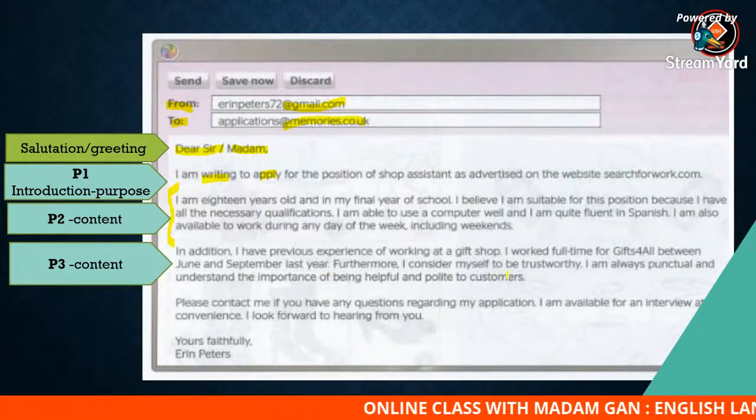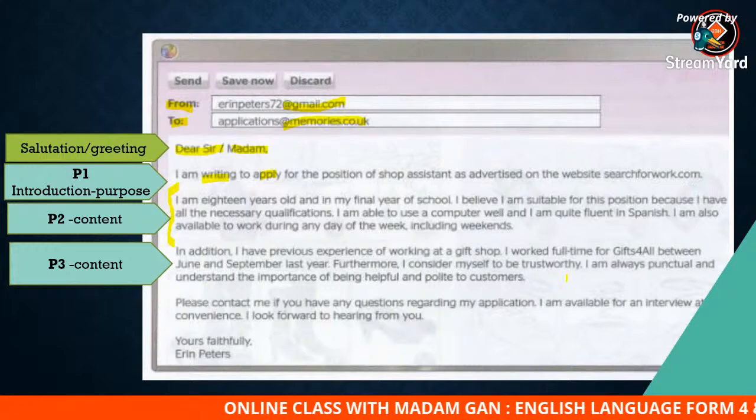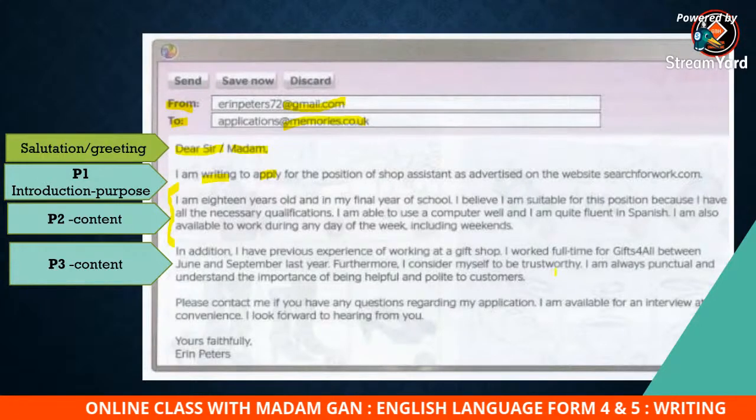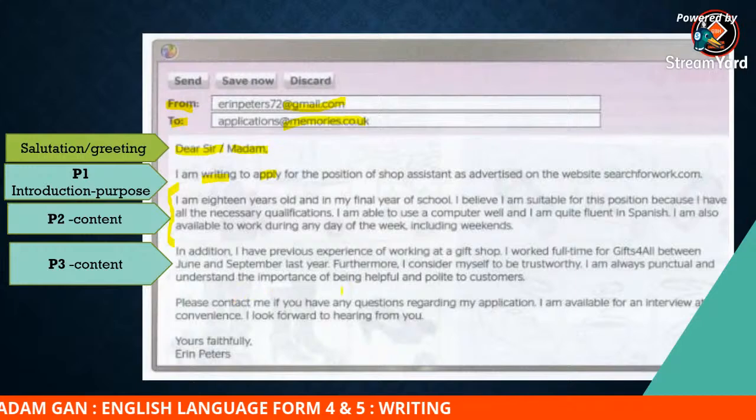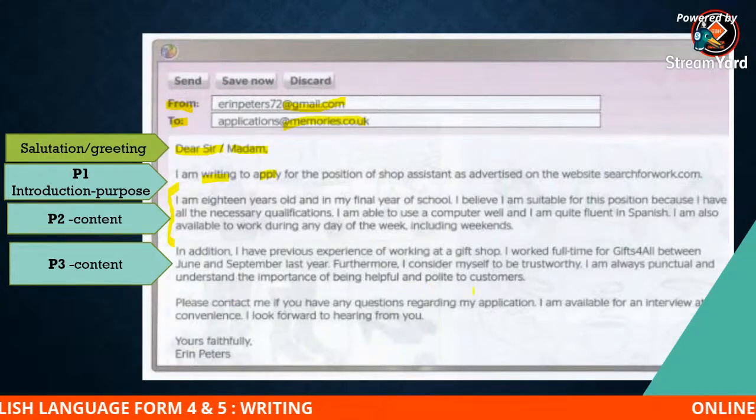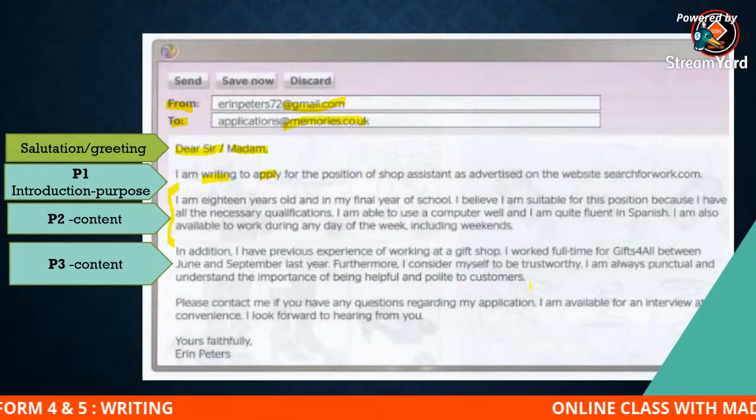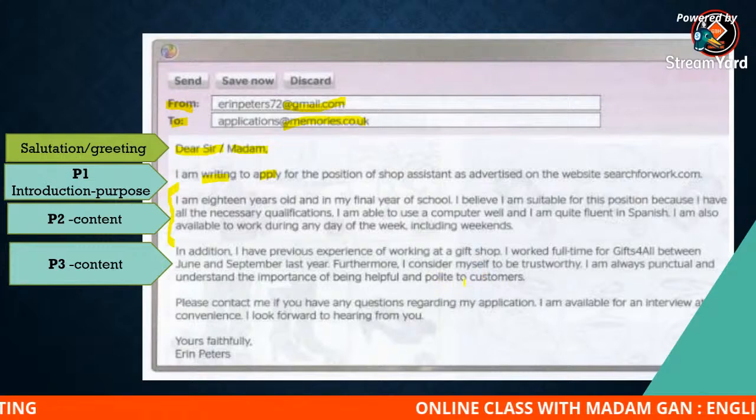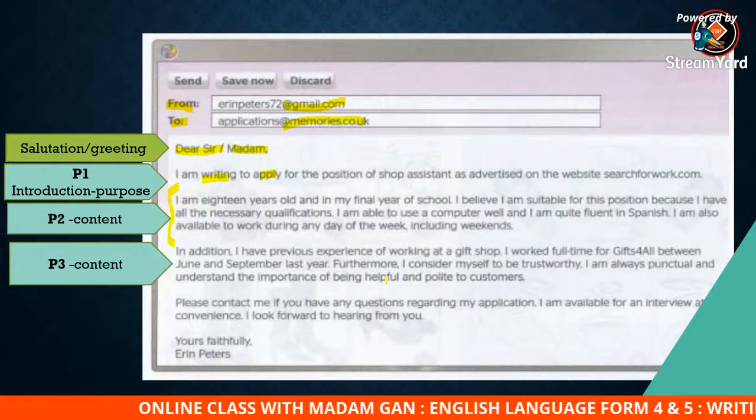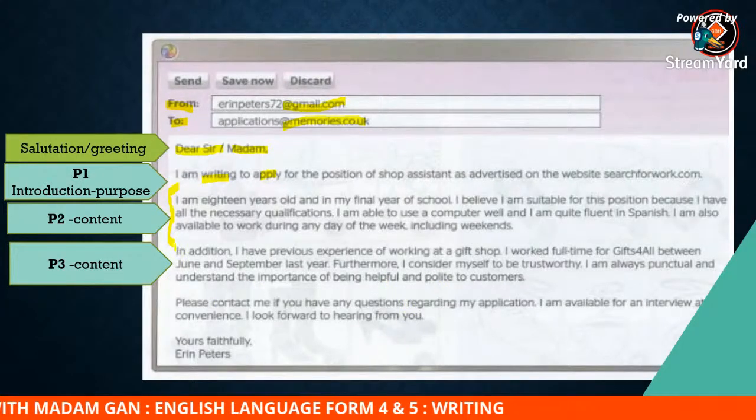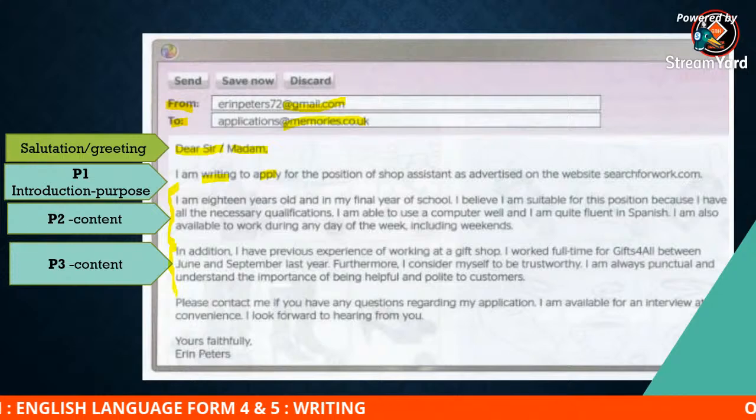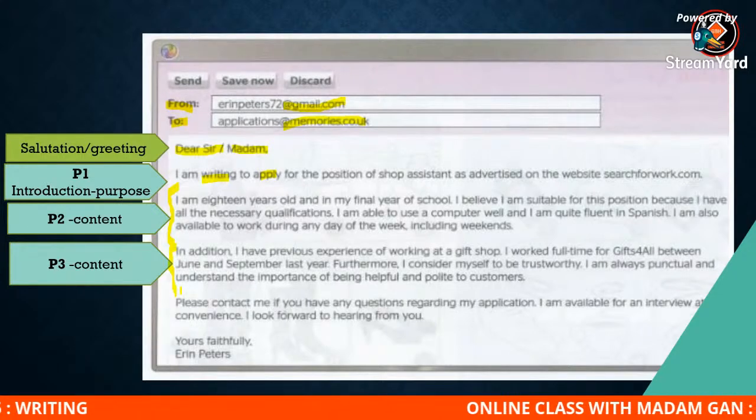Furthermore, I consider myself to be trustworthy. So this is your characteristics. I'm always punctual and understand the importance of being helpful and polite to customers. So here are the positive traits. You're punctual, you're trustworthy, you're helpful, okay, and you are polite. You can see here again in paragraph 3, no contractions, and no informal phrases or expressions.